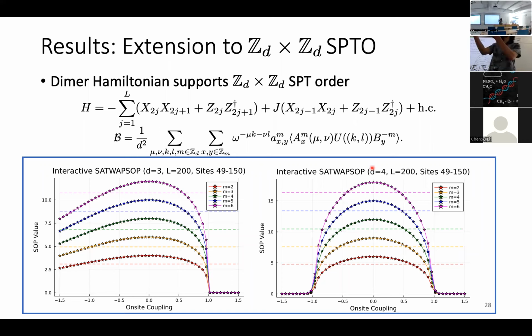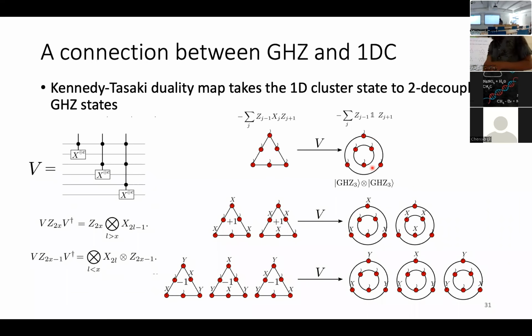Yeah, actually, I could comment on the fact that such states also might be useful for this type of non-local game, but they would probably require a larger depth circuit in order to prepare. Maybe I'll just take a moment to mention that you can actually see the whole reason why playing the game with GHZ states also gives a perfect strategy, as opposed to playing it with the cluster states, from the fact that all of these local observables that I need to measure map very nicely under this Kennedy-Tasaki duality that maps a cluster state to 2 decoupled GHZ states.